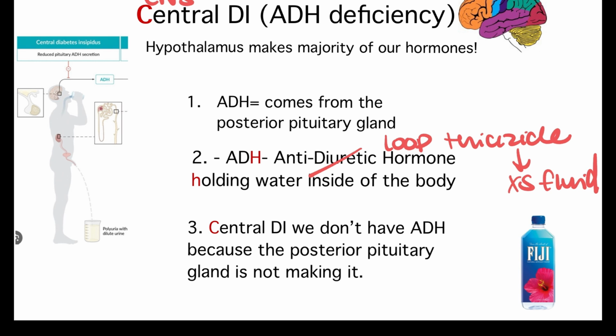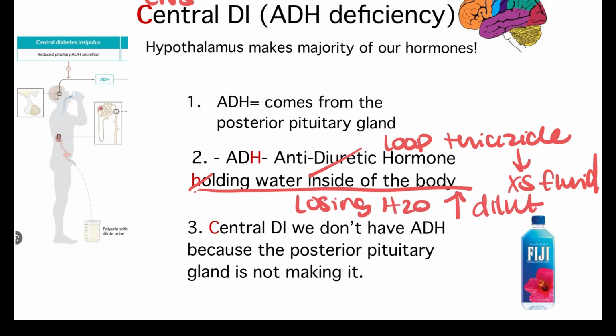Lastly, in central diabetes insipidus, we do not have ADH. ADH is not there because the posterior pituitary gland is not making it. So if we don't have ADH, and the purpose is to hold water inside of the body, because we're deficient, so we are what? Losing. We are losing water. So we have an increase in dilute urine.